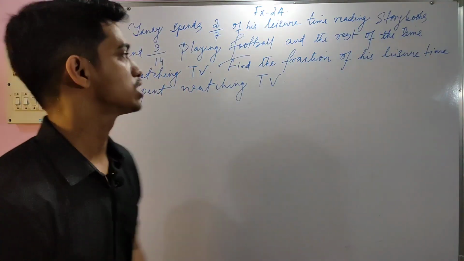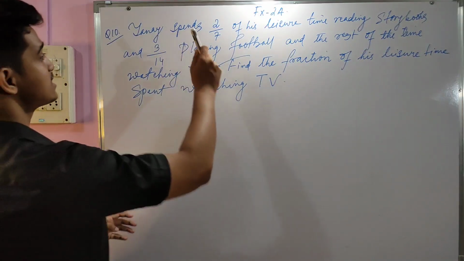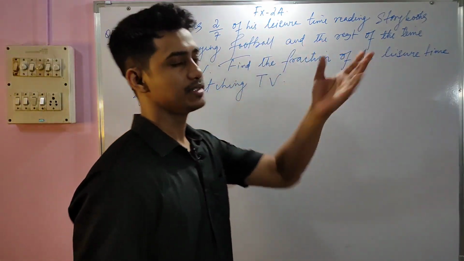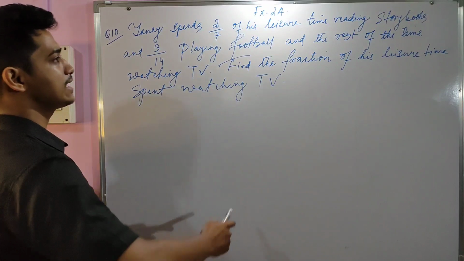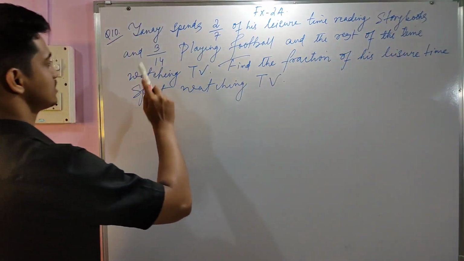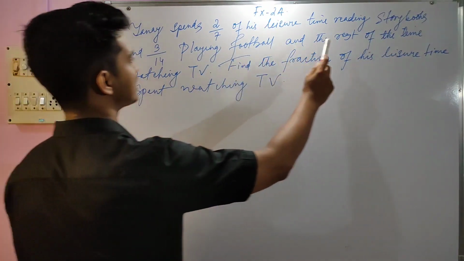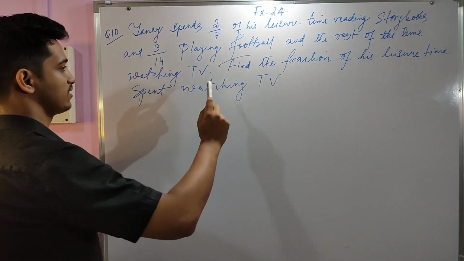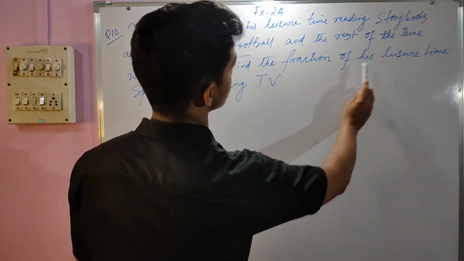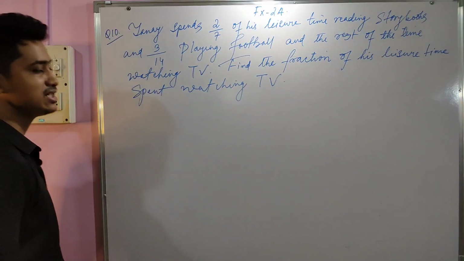So the next question is question number 10. What is question number 10? Tanay spends 2 by 7 of his leisure time. Leisure time is free time, let's say. Free time reading storybooks and 3 by 14 playing football, and the rest of the time watching TV. So what is the question? Find the fraction of his leisure time spent watching TV.